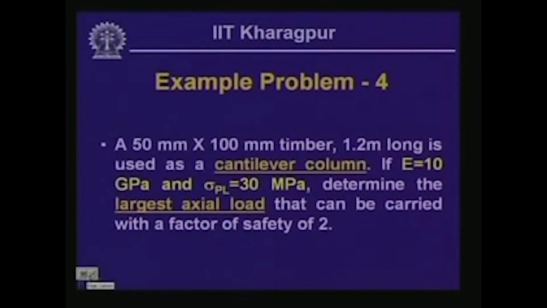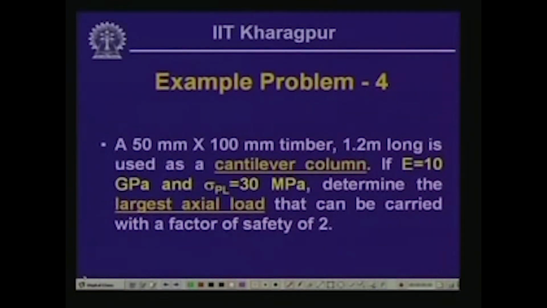Well, let us look into another example wherein we have a member made out of timber, the cross section of which is a 50 millimeter by 100 millimeter rectangle, and the length of the member is 1.2 meter. This member is used as a cantilever column. The value of E is given as 10 GPa, and the stress at the proportionality limit is 30 megapascal. We will have to determine the largest axial load that this member can carry with a factor of safety of 2.